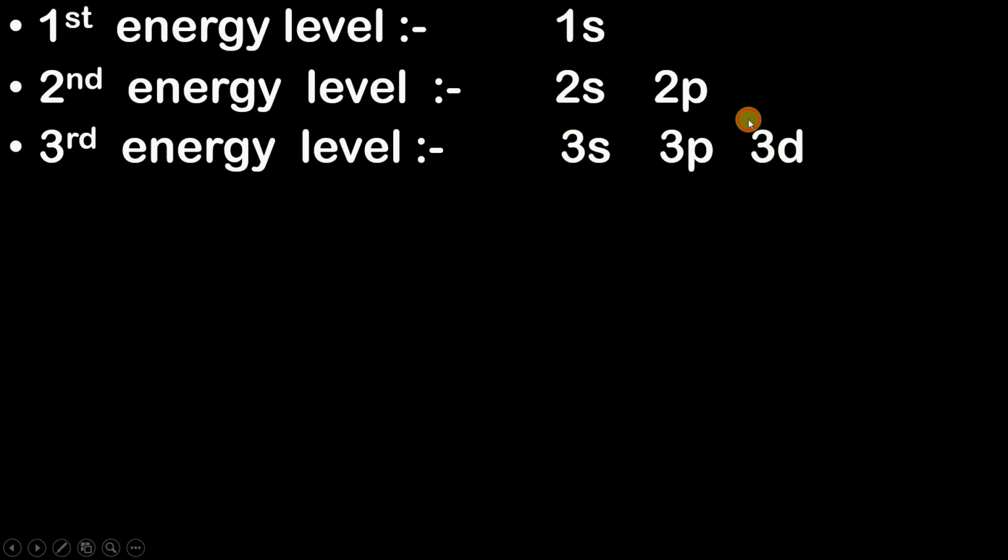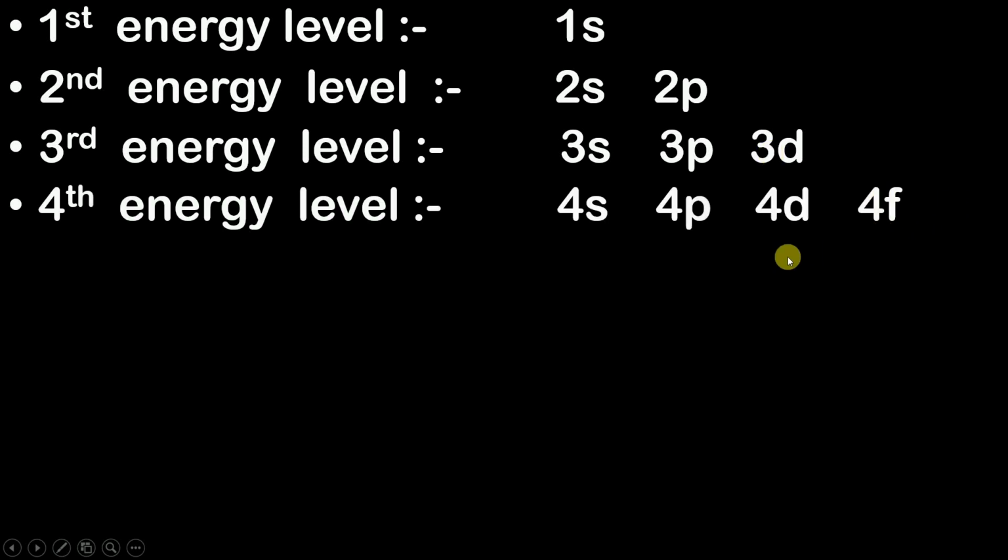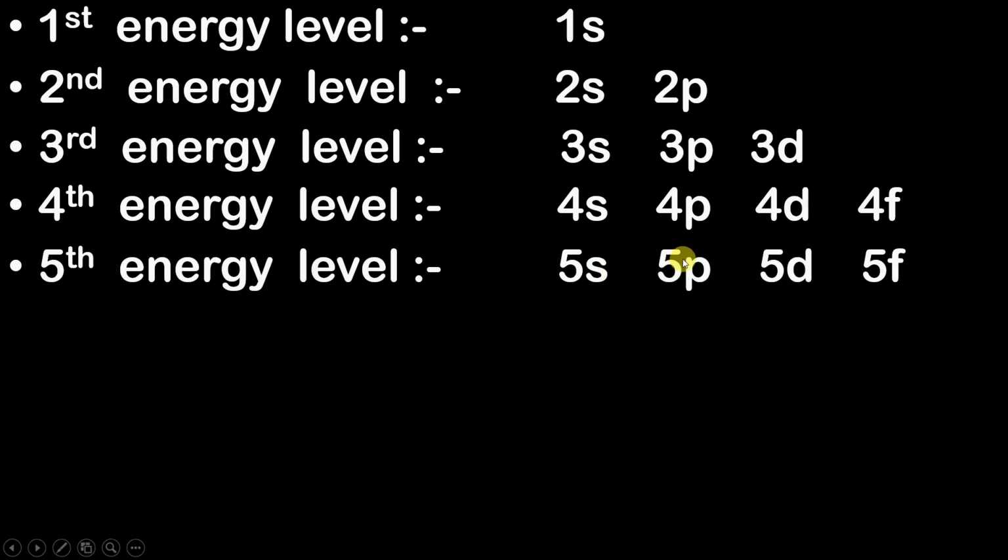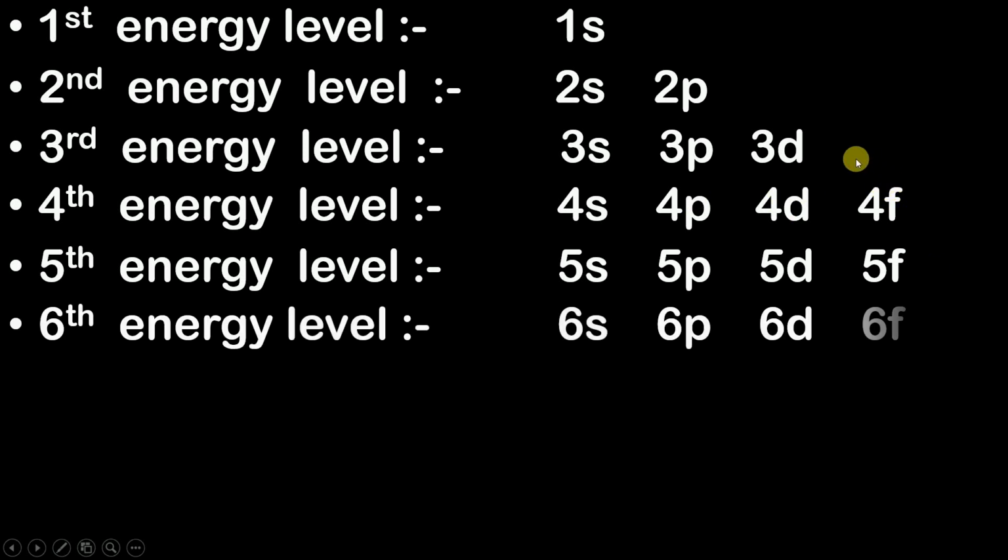Further on, in the fourth energy level there are four subshells, S, P, D and F. Here the F subshell is getting added, and since they all are present in the fourth energy level, I have written them as 4s, 4p, 4d and 4f. In the fifth energy level there are 5s, 5p, 5d and 5f. No other subshell has been discovered till now. Only S, P, D and F subshells are discovered up to now. Similarly, in the sixth energy level there are 6s, 6p, 6d and 6f.